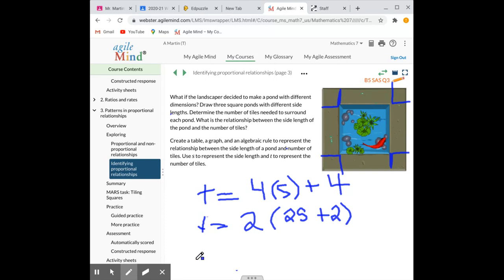Yes, sir. All right. Could we say T equals 4 times S plus 1? What's 4 times S? Wouldn't 4 times S be 4S? Yes. Okay. What's 4 times 1? 4. So wouldn't that be the same as the one at the top? Yes, sir.